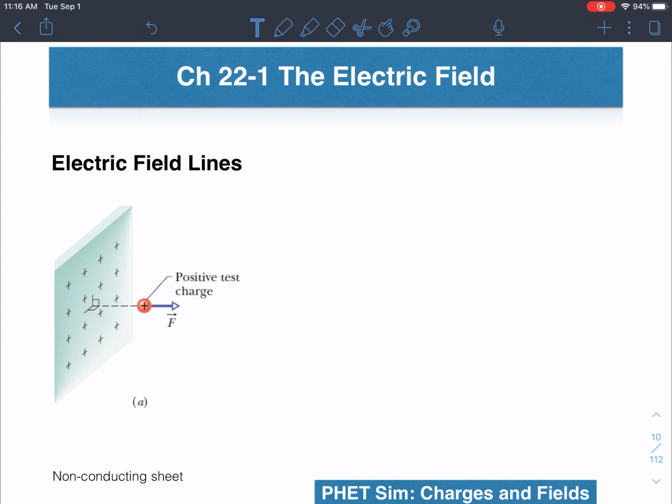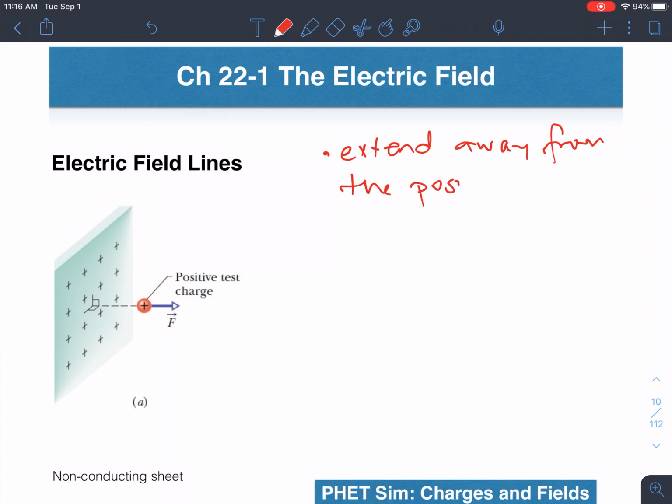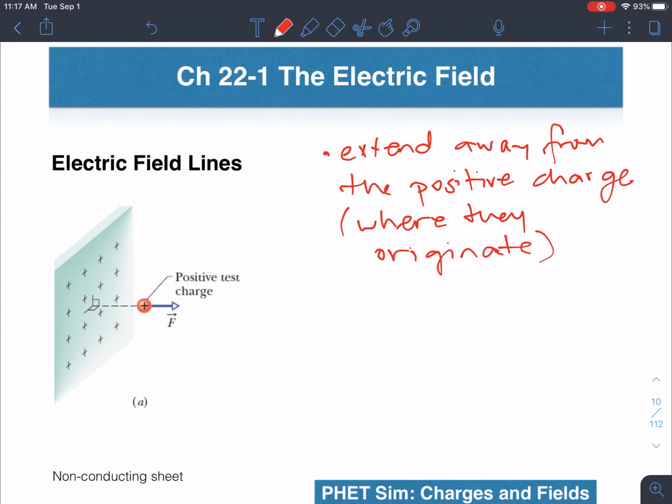So if you take some notes here, electric field lines extend away from the positive charge. That's where they originate. So the electric field lines originate from the positive charges, okay?